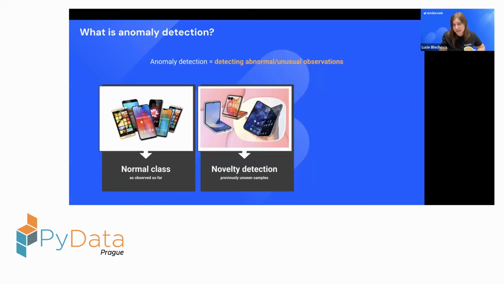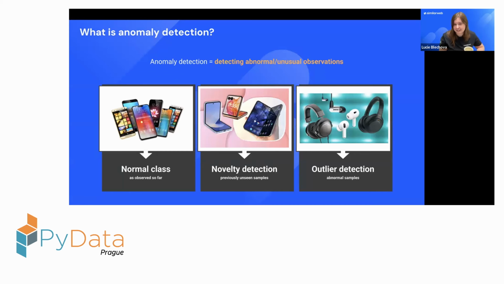And there can be one more thing, and that's outliers, right? Those are things that don't belong to the normal class at all. Those are the abnormal samples. For example, if you wanted pictures of mobile phones and you get pictures of headphones, that's a clear outlier, right? So there are two things that can happen in this case, and the outliers can already contaminate your training set. So you need to be aware of that.